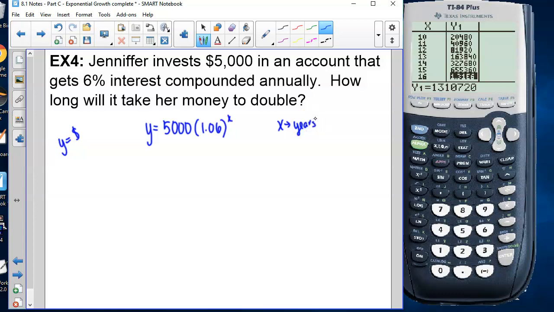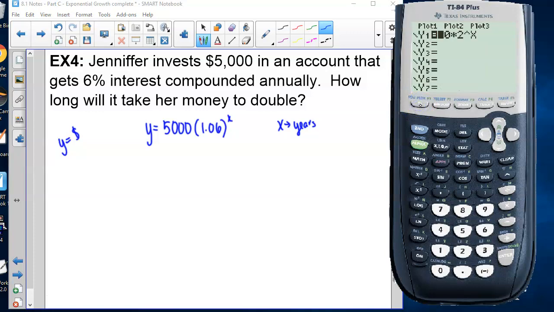Okay? So, this is fine, but we could guess. We could say 5 years, 6 years, 7 years, but it's a lot quicker if we put it in our calculator, right? So let's go to Y equals 5,000 times 1.06 to the x power.